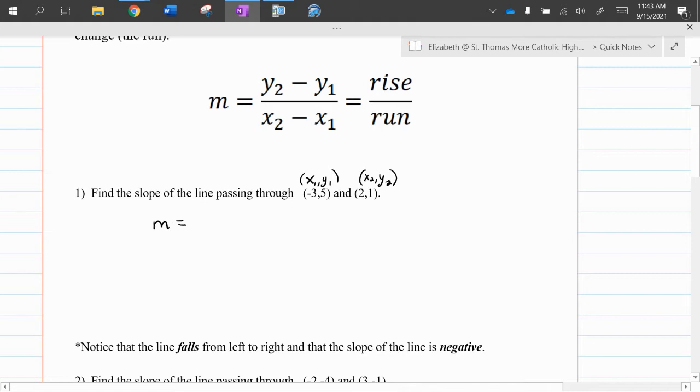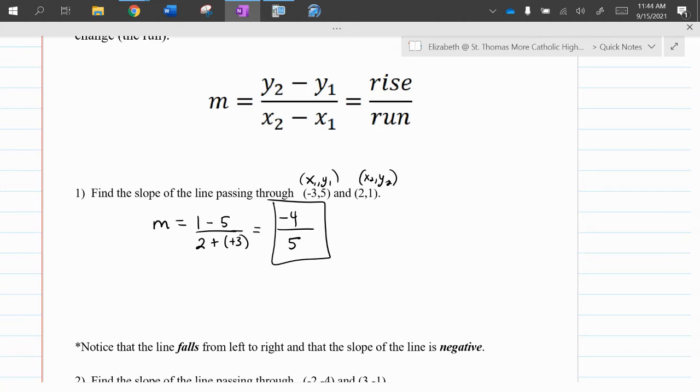So I'm going to say m is equal to y2, which is 1, minus y1, which is 5. So that'll be the second y minus the first y, divided by the second x, which is 2, minus the first x, which is negative 3. So we have to be careful because sometimes we're subtracting a negative. I'm going to start with the top: 1 minus 5 is negative 4. And 2 minus negative 3 is the same as 2 plus 3, so that would be 5. So the slope of the line that passes through those 2 points, those two ordered pairs, is negative 4/5.